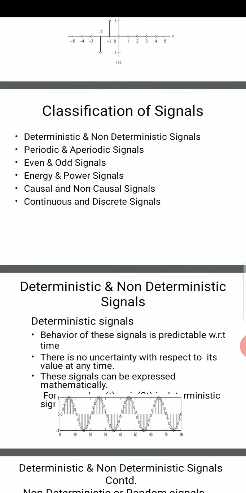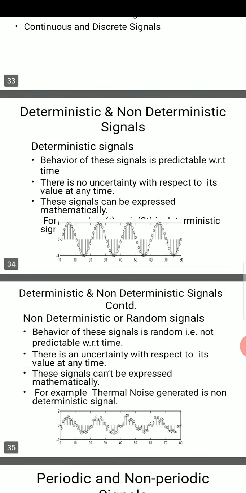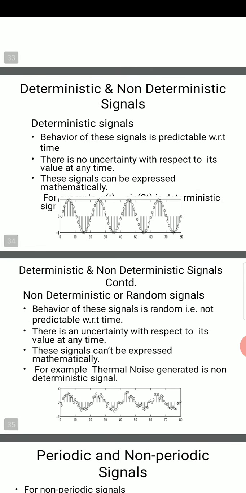Deterministic and non-deterministic signals. The behavior of a deterministic signal is predicted with respect to time. There is no uncertainty with respect to its value at any time. These signals can be expressed mathematically. The random signal is a non-deterministic signal. The behavior of these signals is random, not predicted with respect to time.